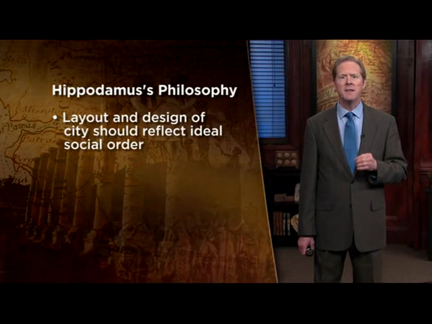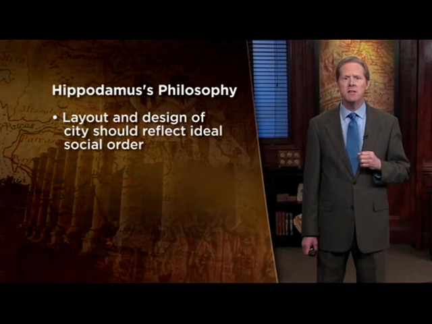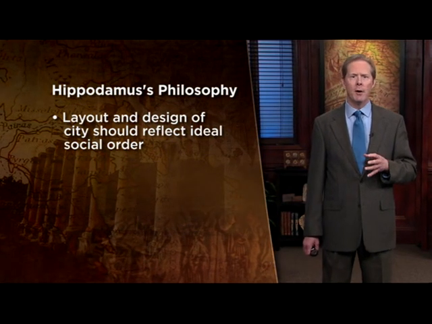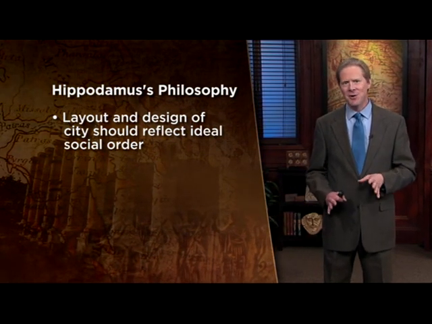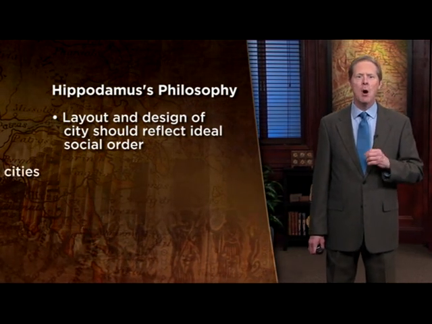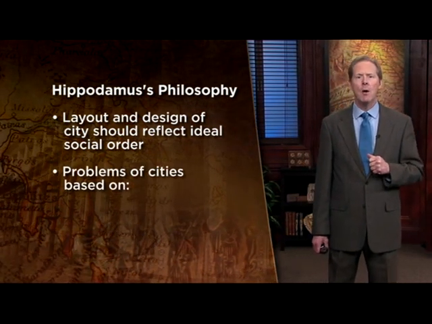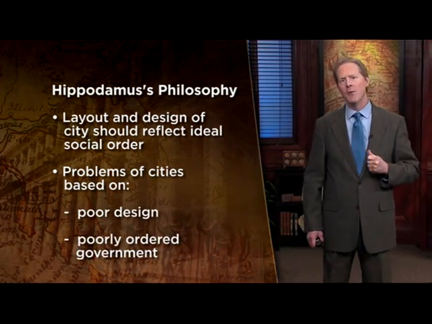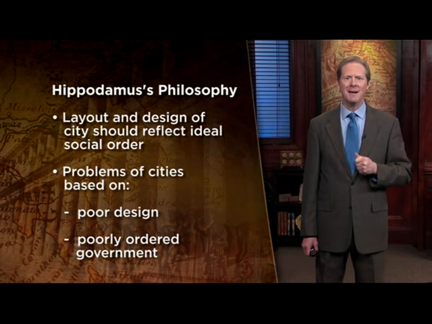But he did something more. He decided that the layout and design of the city should deliberately reflect the community's social order, and not its actual social order, but an ideal social order. He felt strongly that the problems that cities had were based on poor design as well as poorly ordered government, and that the two problems were related.